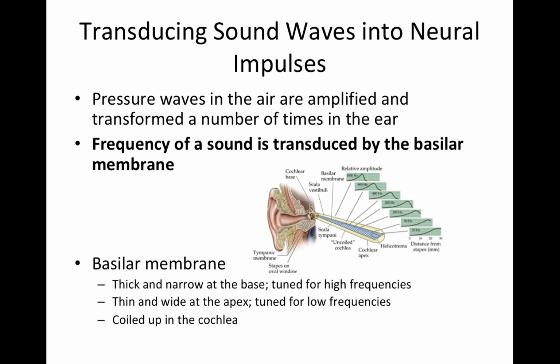The frequency of a sound is transduced by the longitudinal structure of the basilar membrane. If you unroll this snail-like structure, the cochlea, the basilar membrane is simply a sheet of tissue. It is narrow and thick at its base, which is near the round window, and then it gets thinner and wider at the apex within the cochlea. So as you go inwards, it gets thinner and wider. Higher sound frequencies cause maximum peaks near the cochlear base, and lower sound frequencies cause maximum peaks near the apex.